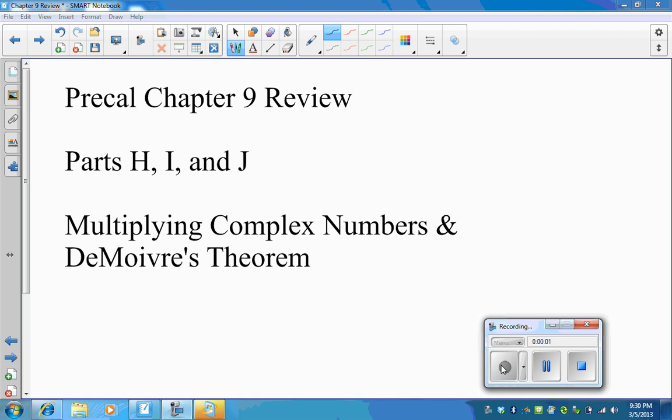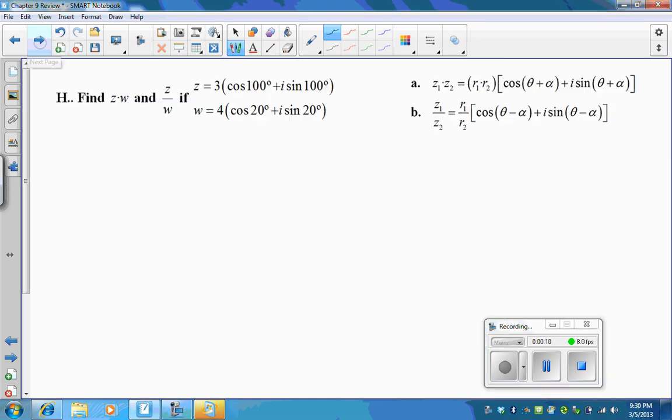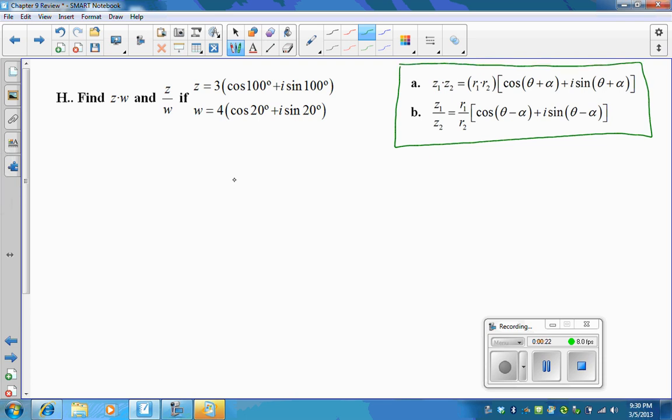Alright, the last section of the review, or last three sections: multiplying and dividing complex numbers, DeMoivre's theorem, and stuff like that. I will give you these formulas for the test, so you don't need to memorize them, but you do need to know how to use those formulas if you see a problem like this. So for part H, you're supposed to find Z times W and Z divided by W.